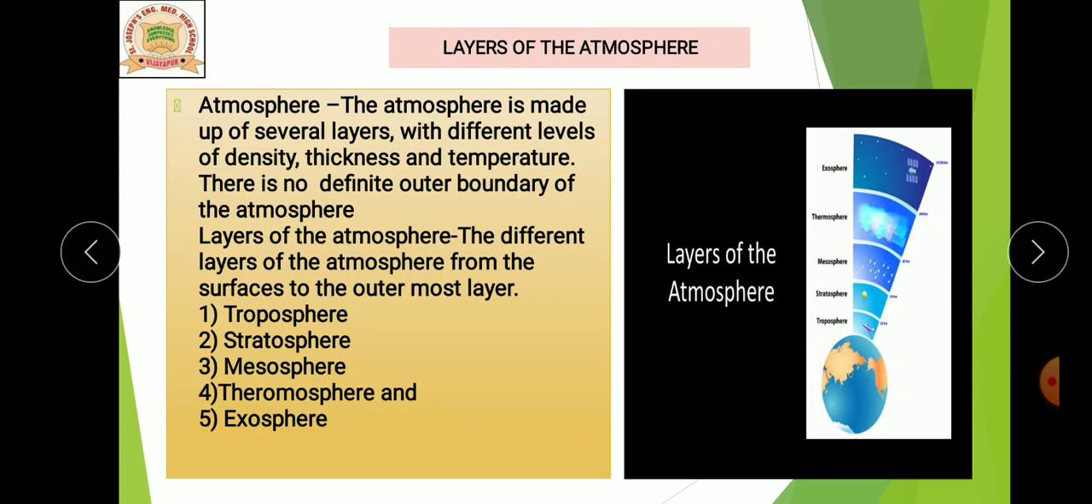The different layers of the atmosphere from the surface to the outermost layer are troposphere, stratosphere, mesosphere, thermosphere and exosphere, which you will learn about in higher classes. Here I only mention the layers of the atmosphere. You can see in the picture these are the layers of the atmosphere.